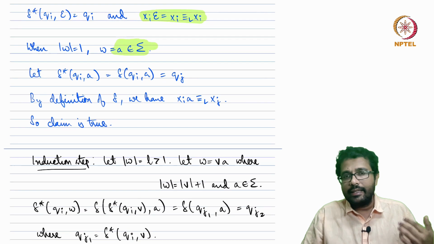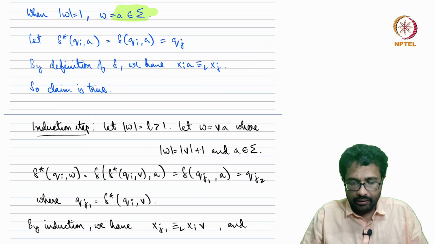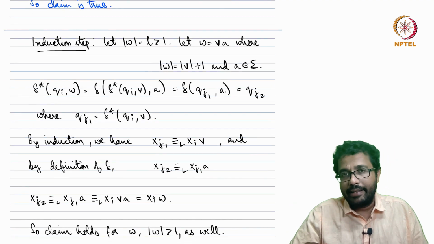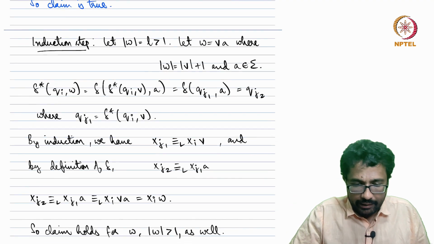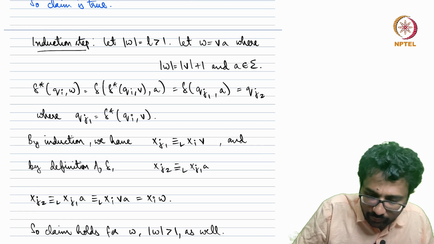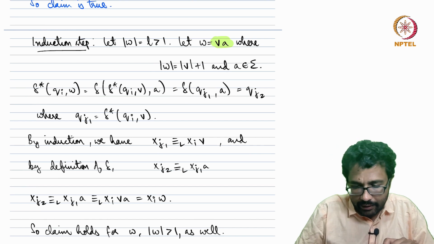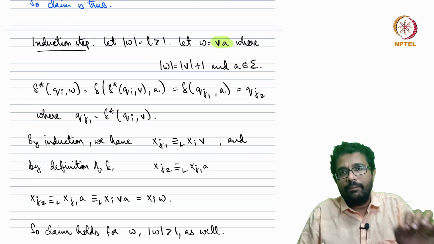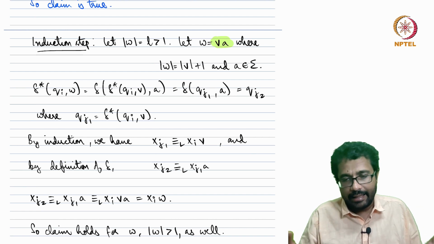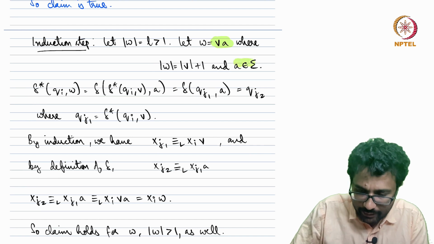Now the main thing is the induction. So we showed it for length equal to 0 and length equal to 1. Now the next thing is the induction step. Suppose w is of length greater than 1, and let's say w is of the form va, where v is a string and a is a symbol. So length of w is length of v plus 1. Length of v is l minus 1, and a is a single symbol from the alphabet.